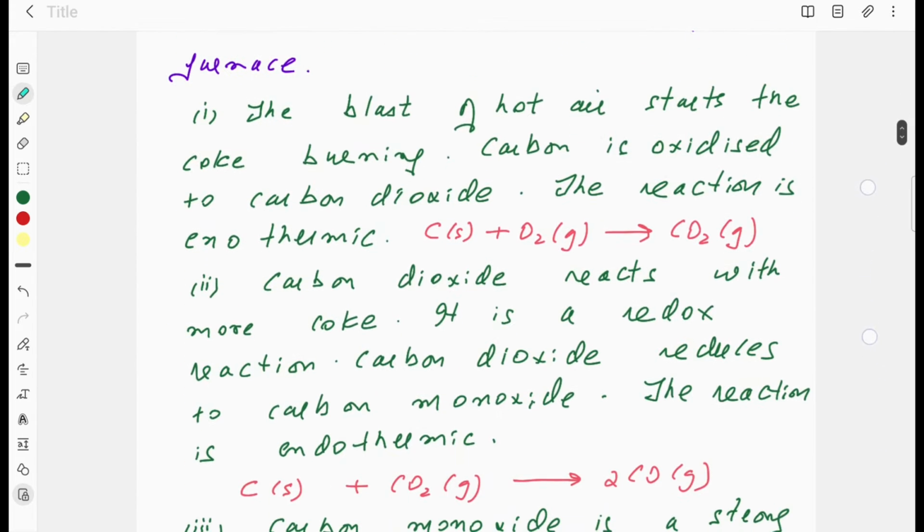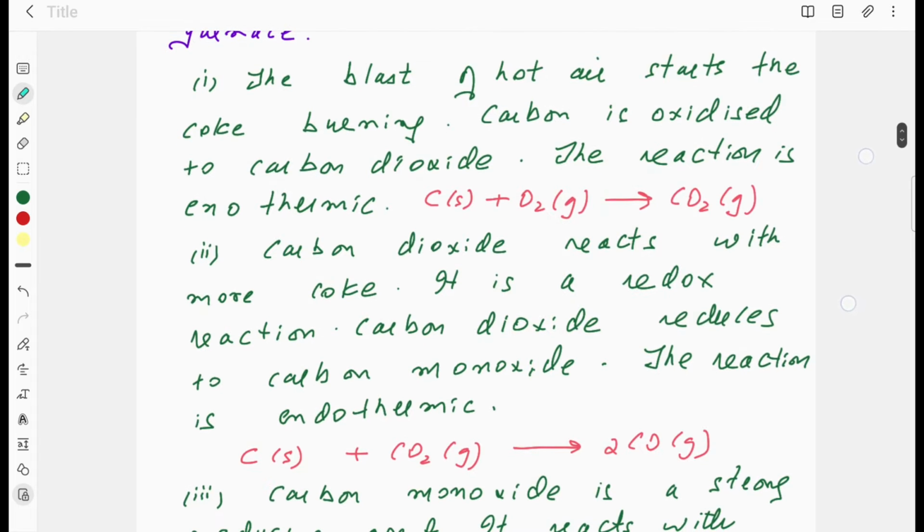You have to learn the main reactions which are going on in the furnace. First of all, the blast of hot air starts the coke burning. So the first reaction is combustion, in which carbon reacts with oxygen to produce carbon dioxide. It's an exothermic reaction. Heat is produced which raises the temperature of the furnace.